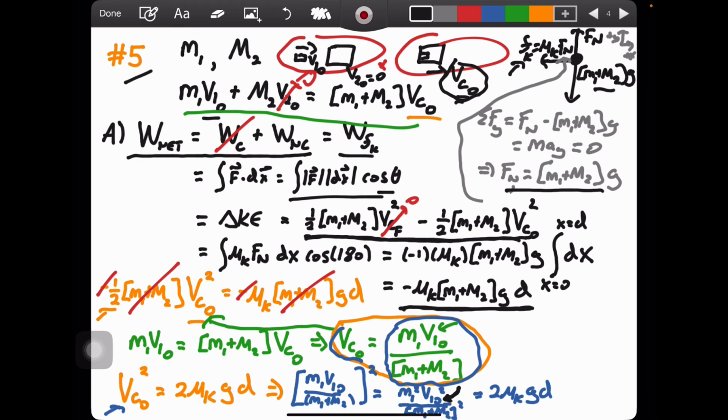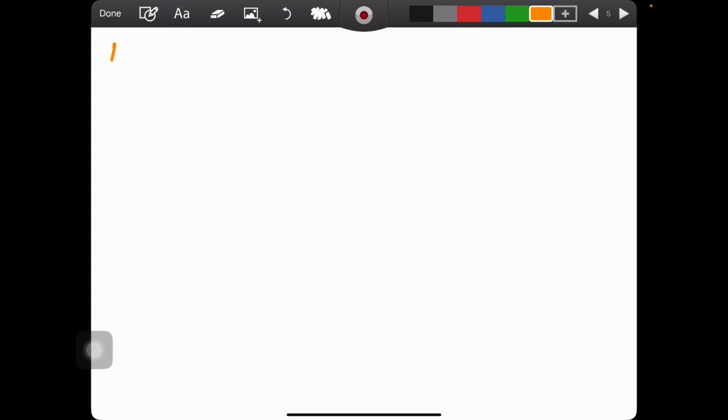Because this v1 naught squared, that is the initial bullet velocity, and that's what we want to write an expression for. So on the next page I'm going to divide both sides by this m1 squared term, and I'm going to multiply both sides by this m1 plus m2 squared term. That will isolate this term right here. So to the next page we go. This, remember, is problem number 5 in problem set number 5. So this is the continuation.